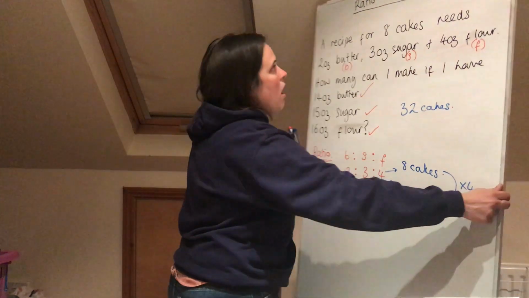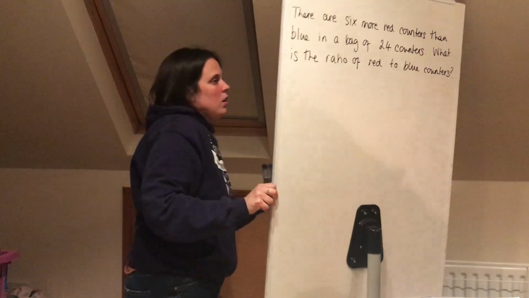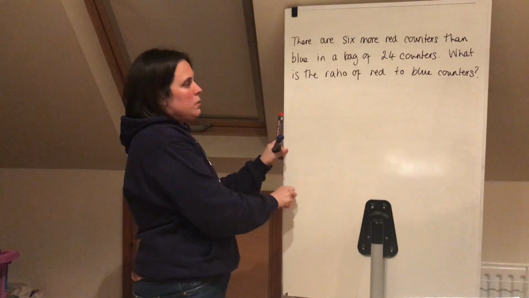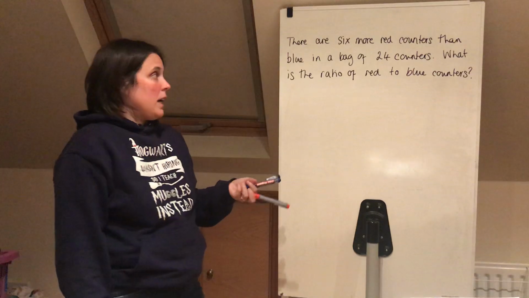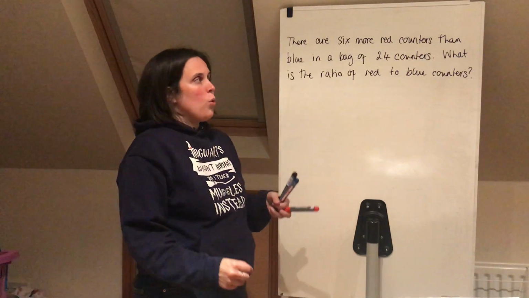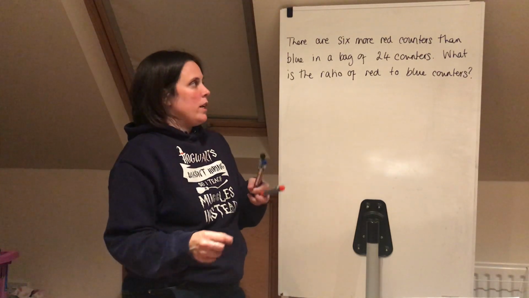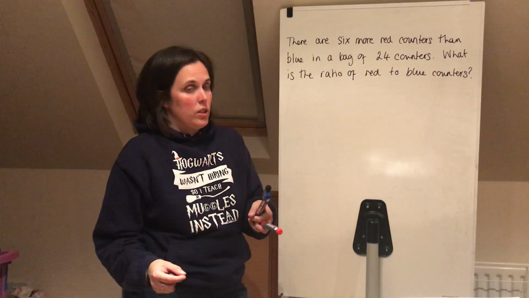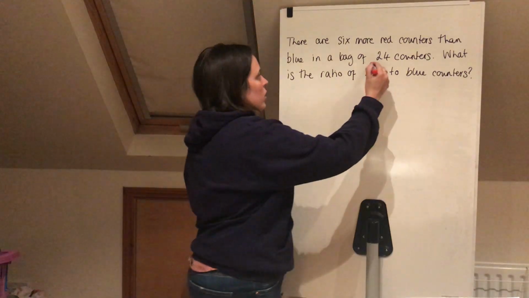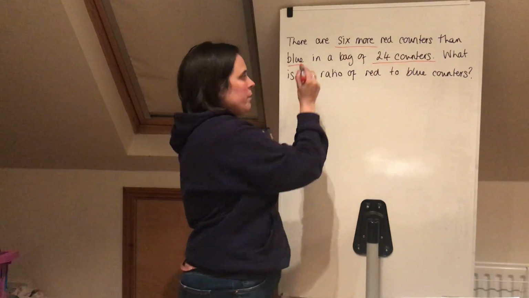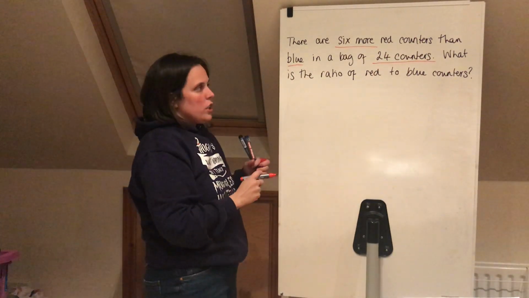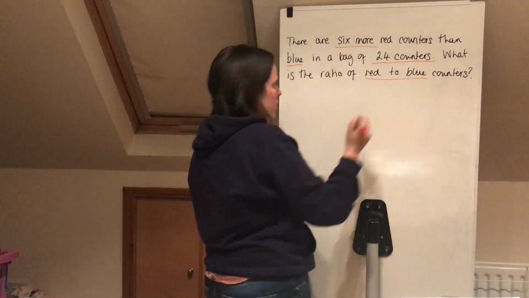Okay, so the last one, on the other side, I've got another one here. This one's a little bit different. It talks about counters in a bag. It says there are 6 more red counters than blue in a bag of 24 counters. So it does tell you there are 24 and there are 6 more red than blue. What is the ratio of red to blue counters?